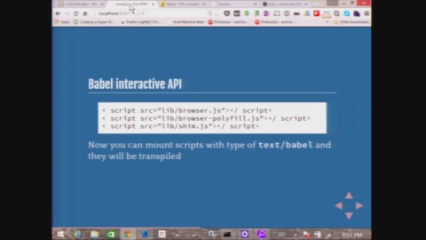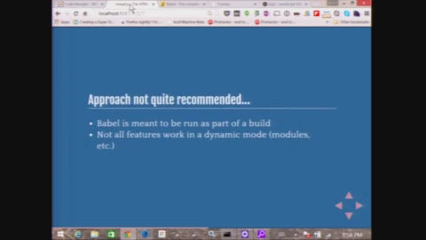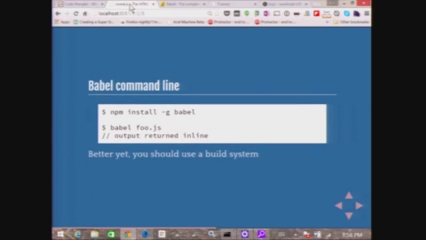Be careful about doing it for libraries. You're probably better off running it through a compiler, a transpiler. Okay. So this is the other way to do it.